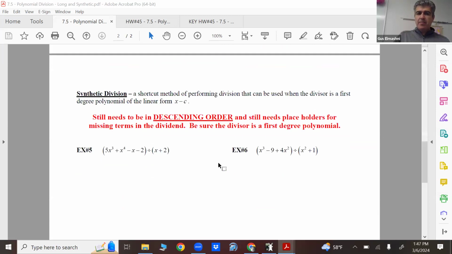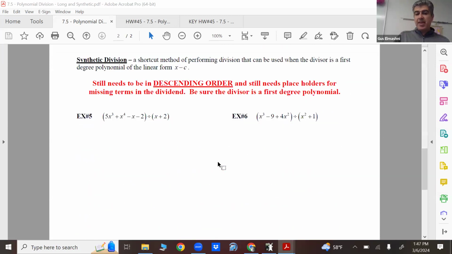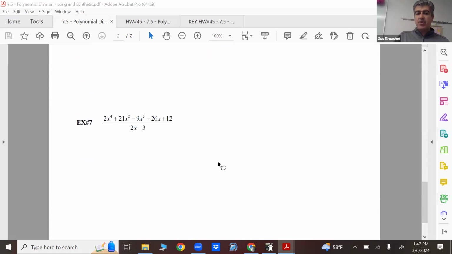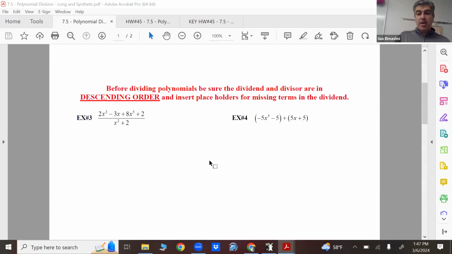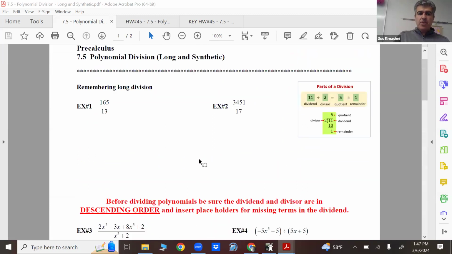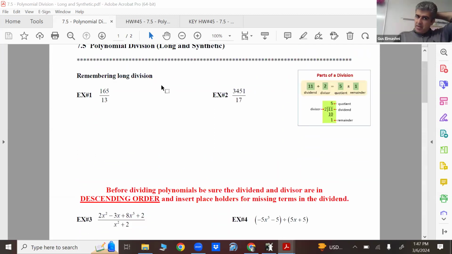So I'm going to show you how to do long division as well as synthetic. Synthetic actually I think is a better technique if you can use synthetic division. I'd strongly recommend that if you could. So starting with this one here. Remember long division.